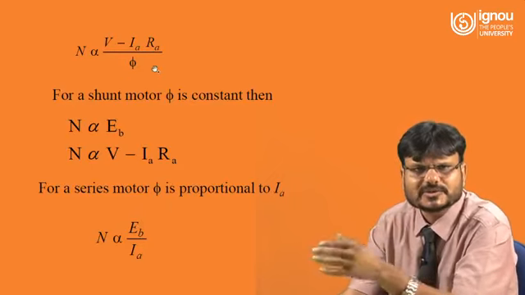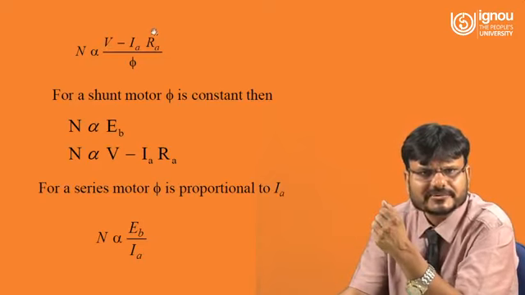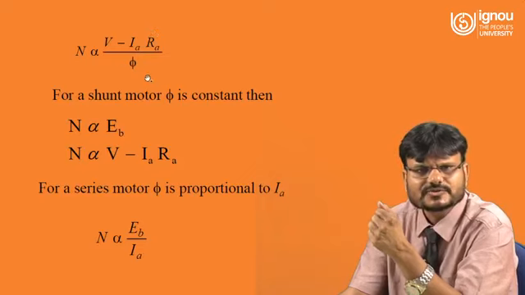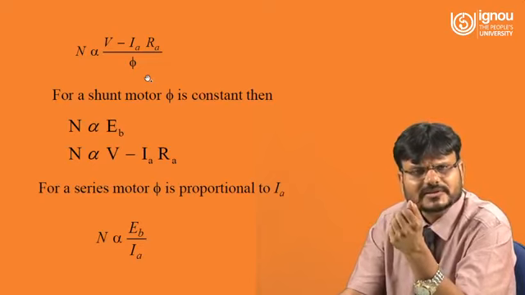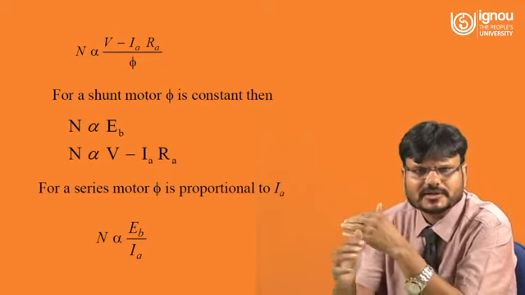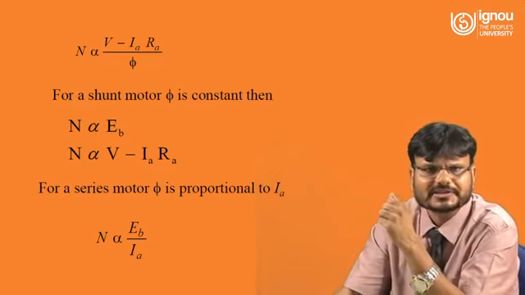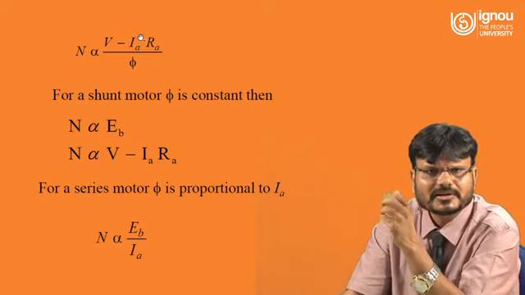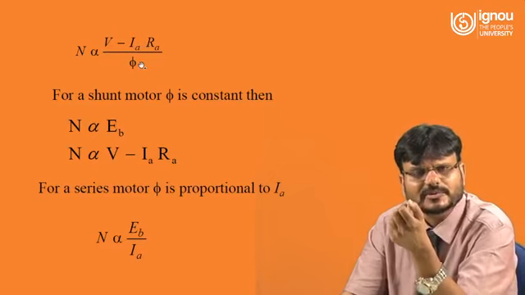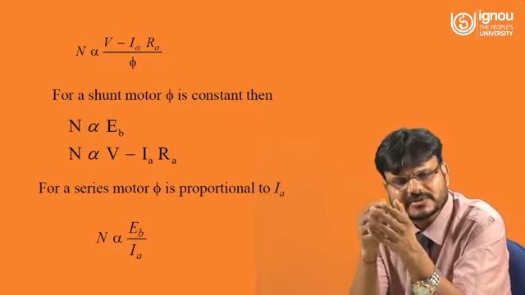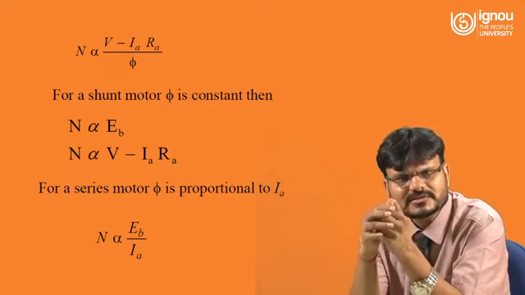So speed of a DC motor depends on three components. One is applied voltage, second is armature resistance, third is flux. If you are able to control these, then you can control the speed of the DC motor. If you increase the applied voltage, the speed of the DC motor will increase. If you increase the armature current, then V minus I_a R_a will decrease, so speed can be decreased. If flux is more, speed is less. If flux is less, speed is more.